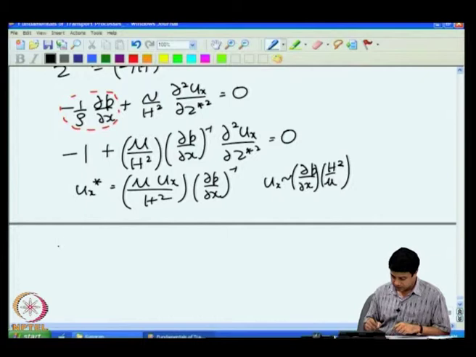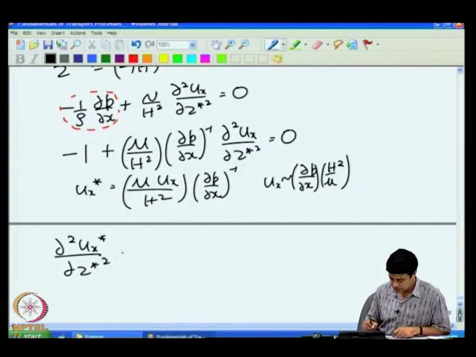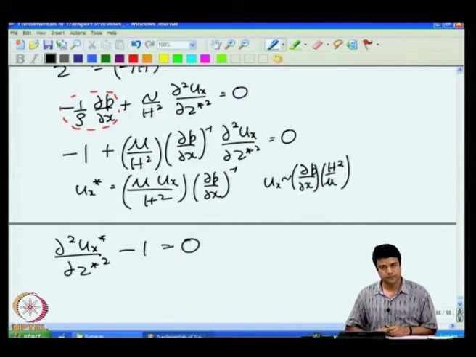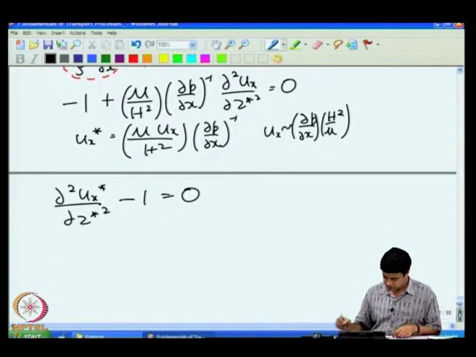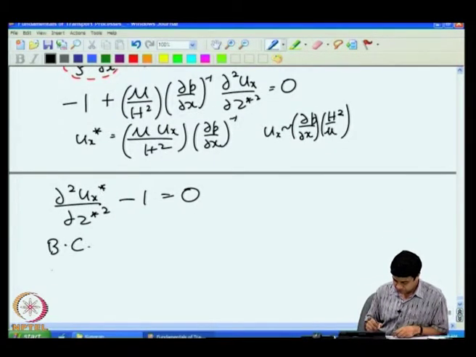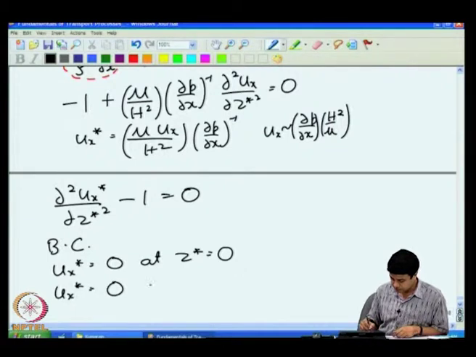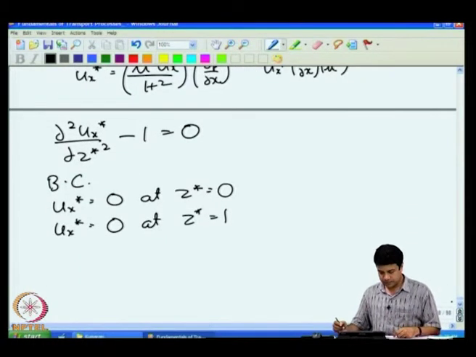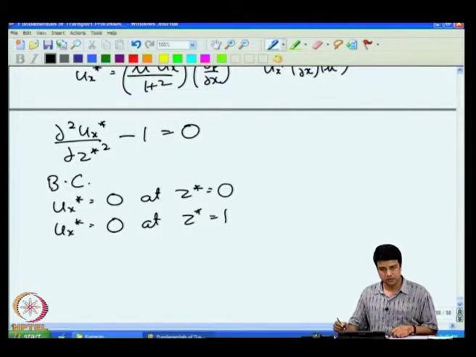And once I put that in, the equation just becomes d square ux by dz square minus 1 is equal to 0. Okay. With boundary conditions, ux is equal to 0 at z is equal to 0 and ux is equal to 0 at z is equal to 1. Okay. This equation is easily solved.